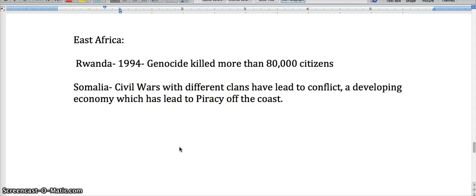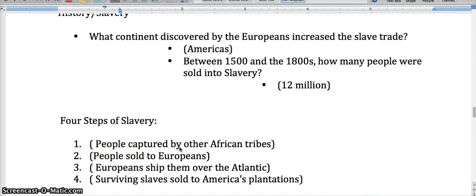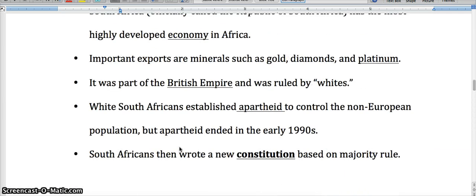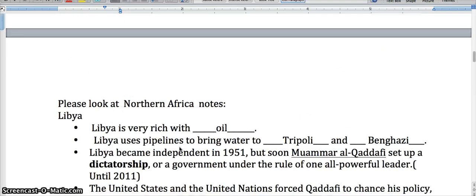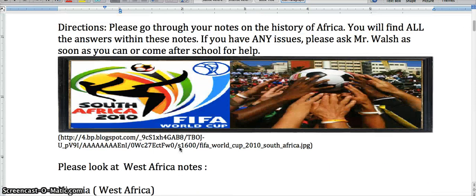Now, as you re-look through this guide, you should feel comfortable with the information we have reviewed in class and continue to review. If you have any questions, you know to ask Mr. Walsh.